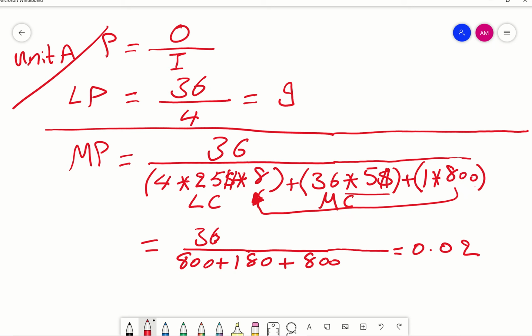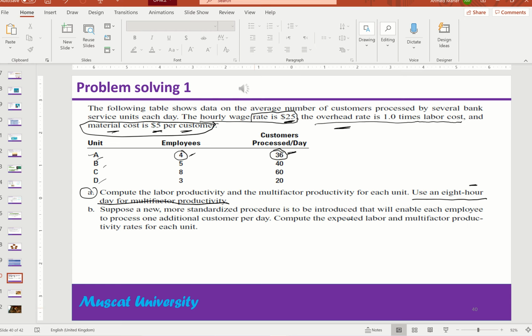Now you can do it yourself, try to understand the inputs and outputs for units B, C, and D. Now let's see what else we have in this question. B. Suppose a new, more standardized procedure is to be introduced that will enable each employee to process one additional customer per day. Compute the expected labor and multi-factor productivity rate for each unit.